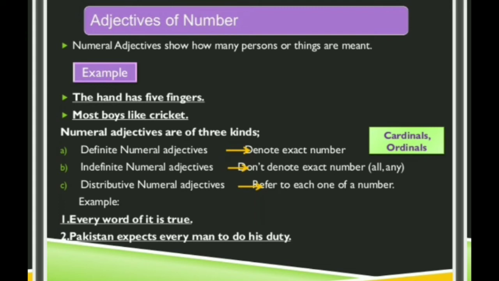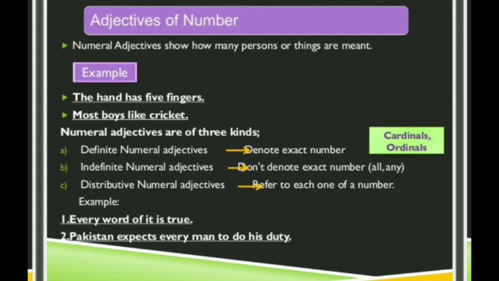Okay, so adjectives of number are of three kinds. First, definite numeral adjectives denote an exact number. Definite means I'm defining. For example, there were 5 children, or there were 10 chocolates. Here I have a definite number, I have it on count. So that is called a definite numeral adjective.